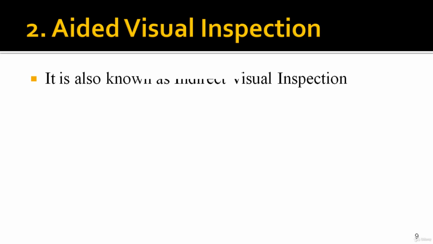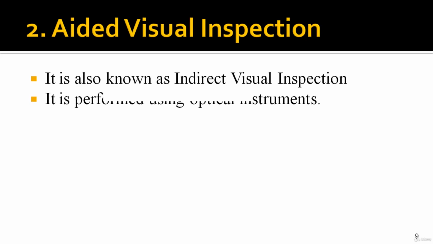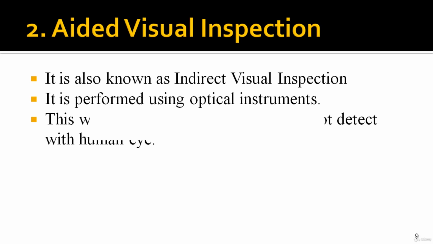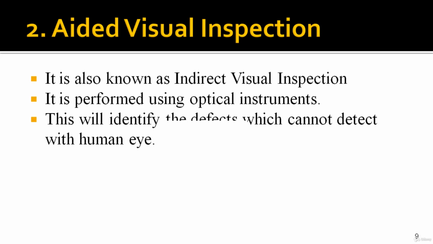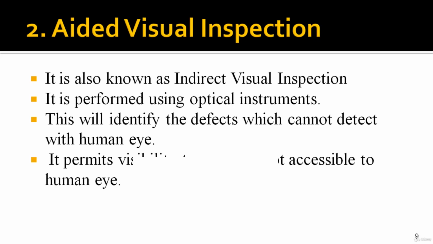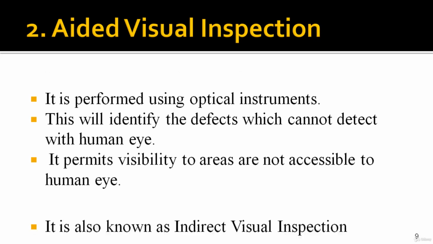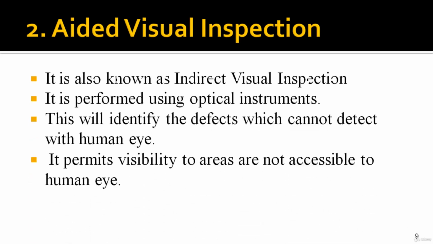Now let's talk about aided visual inspection. What is this? It is also known as indirect visual inspection. It is performed using optical instruments. This will identify the defects which cannot be detected with the human eye. The defects we cannot see by human eyes, we use aided visual inspection for seeing them.